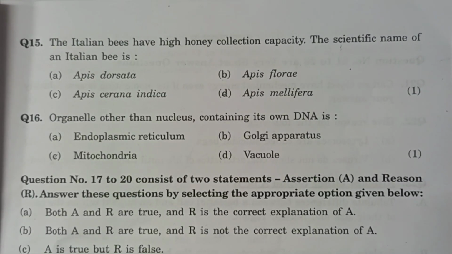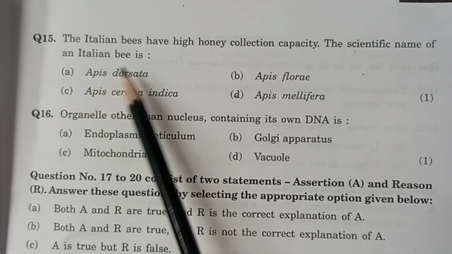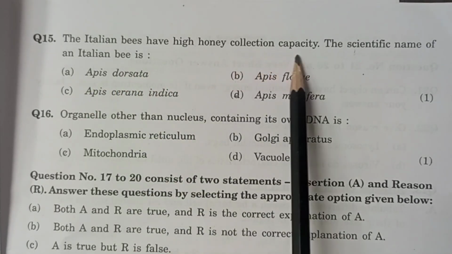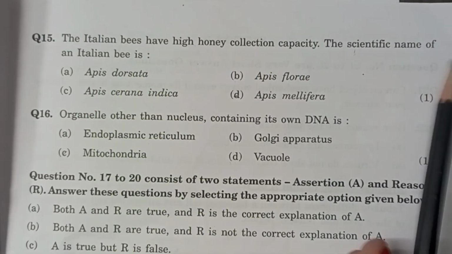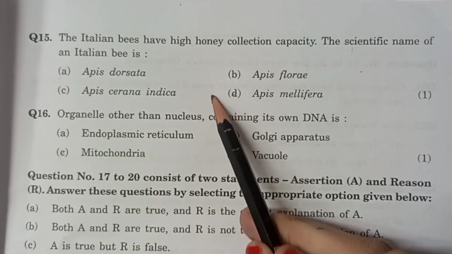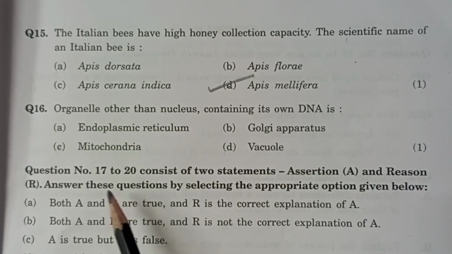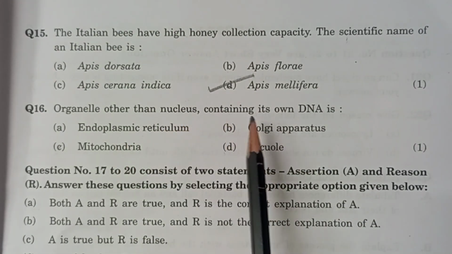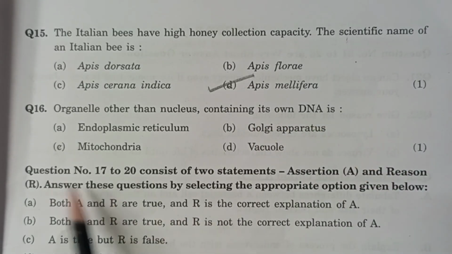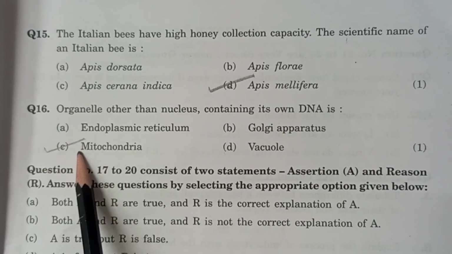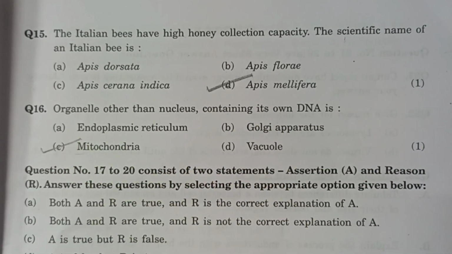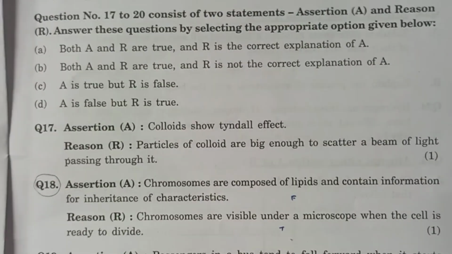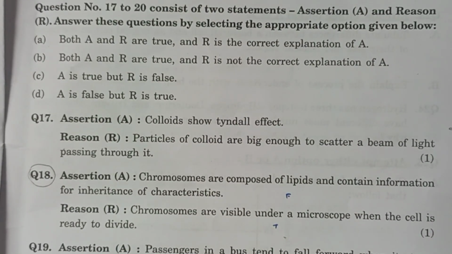Question number 15. So improvement in food resources. The Italian bees have high honey collection capacity. The scientific name of Italian bee, it is Apis mellifera. Organelle other than nucleus containing its own DNA is mitochondria and plastids. So here we are given mitochondria. It's the correct answer. Now it's assertion and reason.